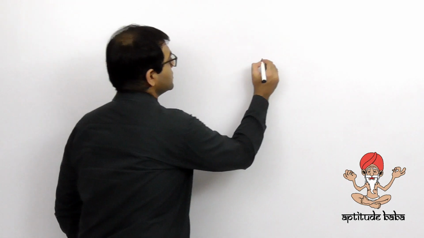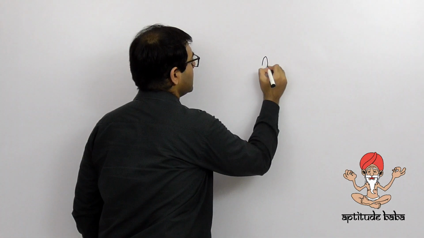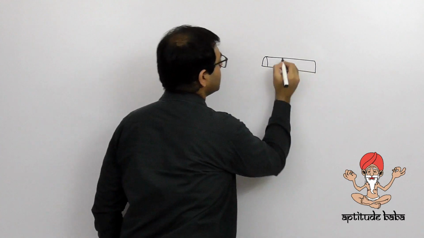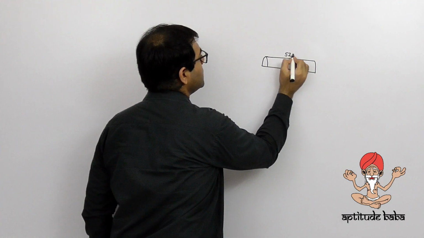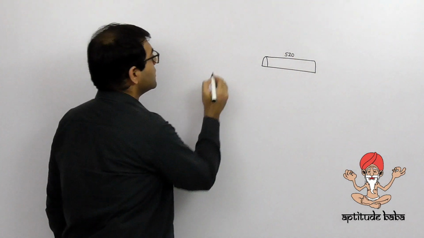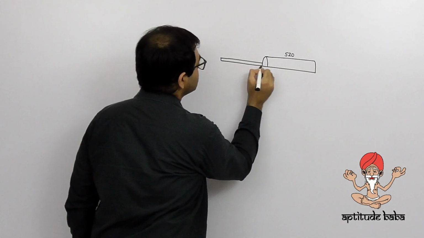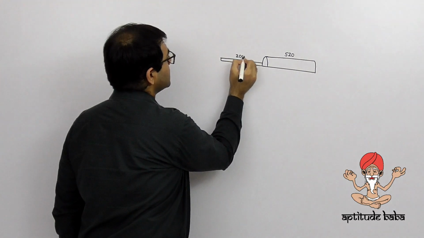Let me represent the entire question in the form of a diagram. So this is the tunnel that we have, and as per my question, the length of this tunnel has been given to me as 520 meters. A train which is moving at 54 kilometers per hour is crossing this tunnel, and the length of this train has been given to us as 200 meters.